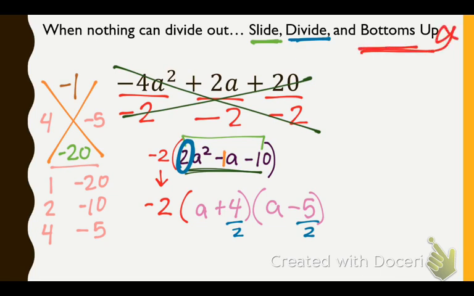Bottoms up. Alright, so we're dropping down our -2 again. 2 goes into 4 twice, so a plus 2. 2 does not go into 5, so it's going to bottoms up. 2a minus 5.